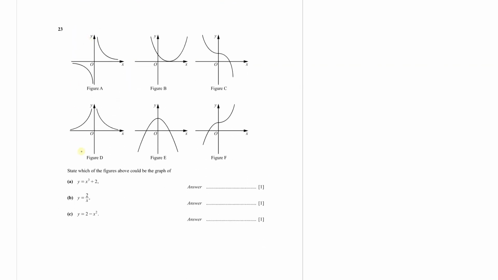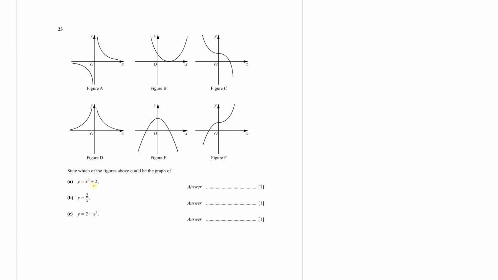So question number 23 is you have to state which of the figures above could be the graph of the following. So you're given some graphs. You might know them because you studied these quadratic graphs and other graphs as well. Even if you don't know them by heart, you can quickly sketch them to find the corresponding equations. Or you can quickly sketch some values to find the graph for each of these equations.